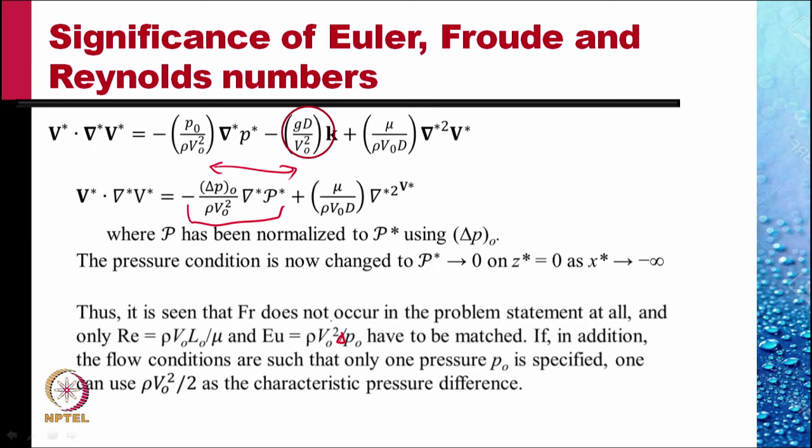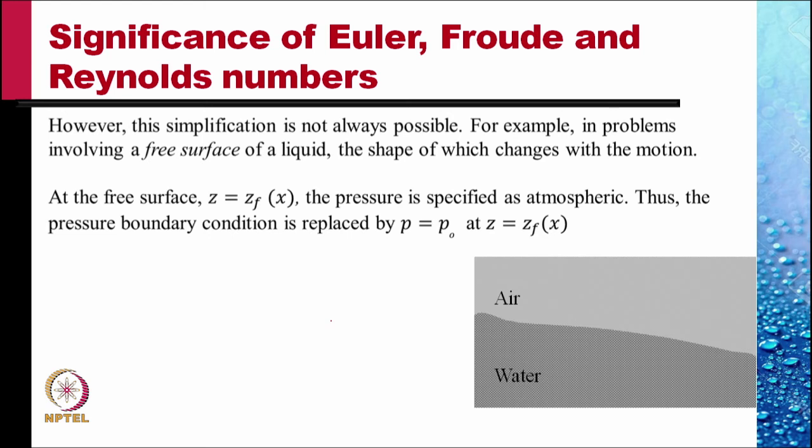If in addition the flow conditions are such that only one pressure P naught is specified, we can take delta P naught equal to rho V naught squared by 2 as the characteristic pressure difference, and then only the Reynolds number needs to be matched. However, this simplification is not always possible.